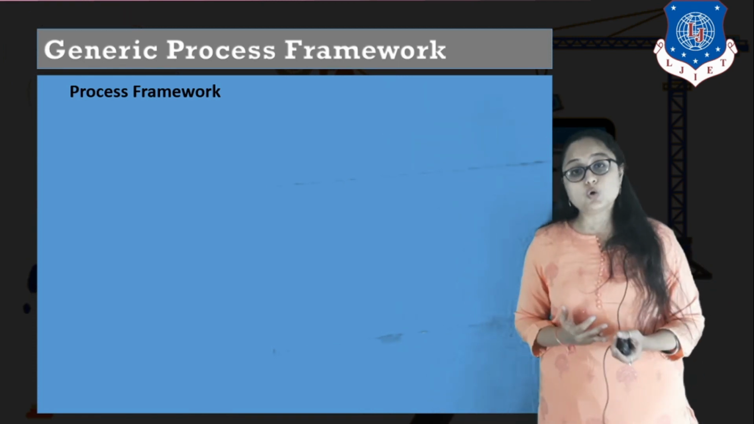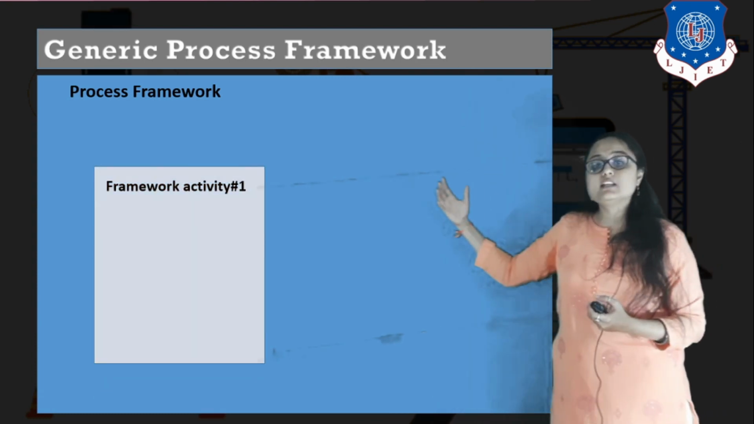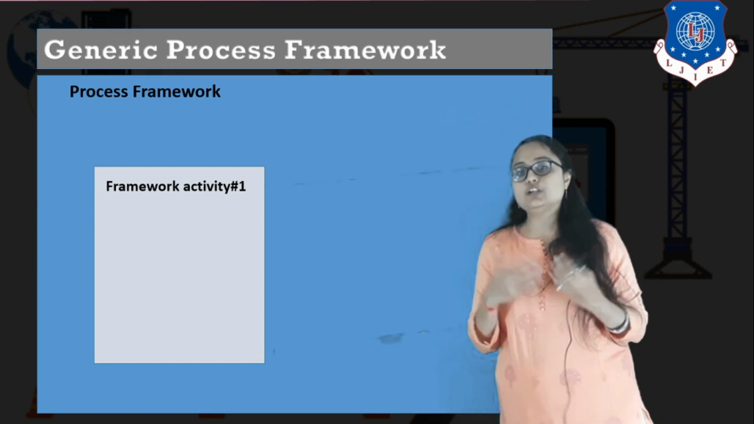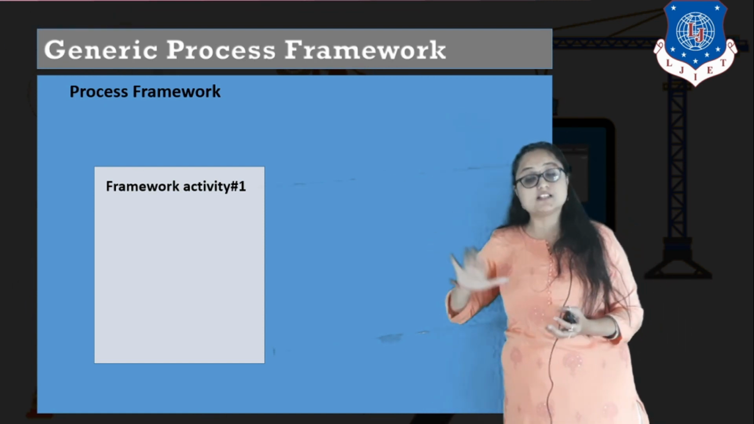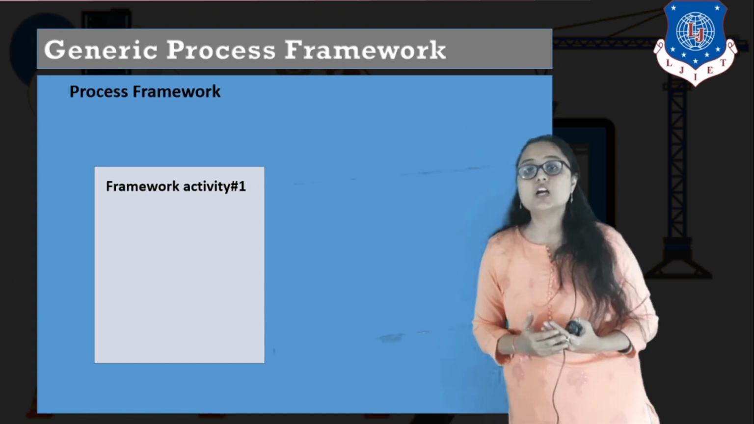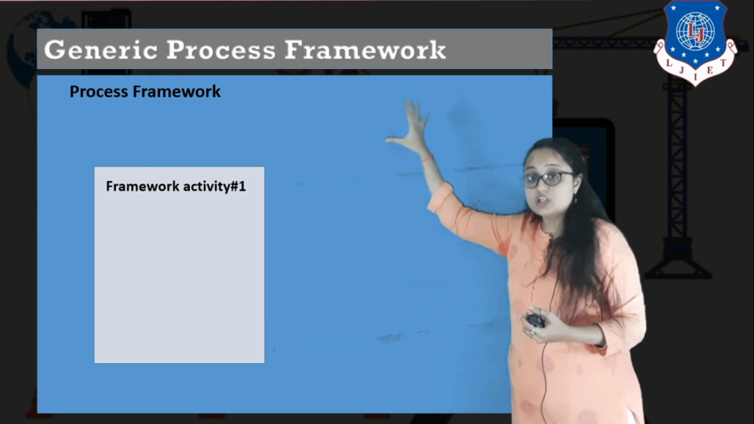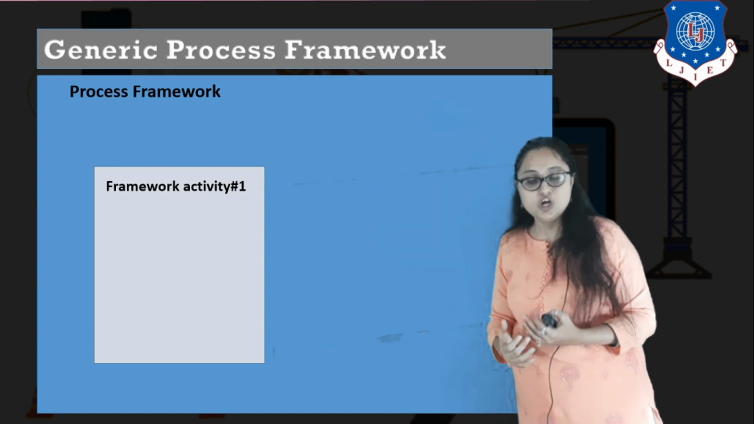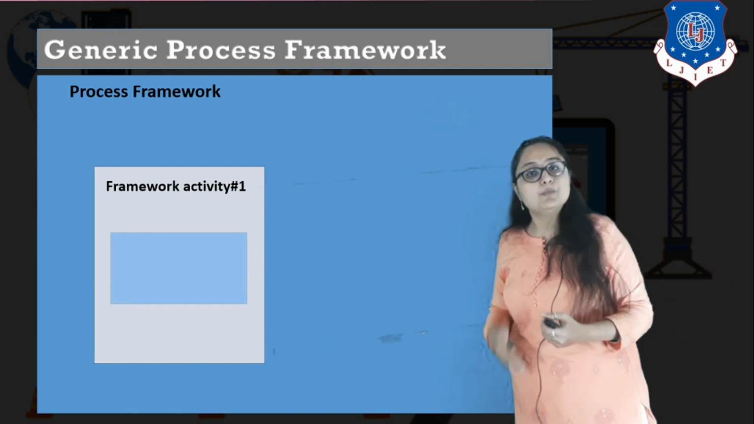Now if you are following the generic process framework in software engineering, you know that there will be different framework activities that you are dealing with. I told you communication is only one of the activities. There are majorly 5 activities in any software development that you have to perform, which we will discuss later on. So the process framework consists of framework activities. Here it is written framework activity #1. It can be any framework activity, for example, the first activity is communication, right?